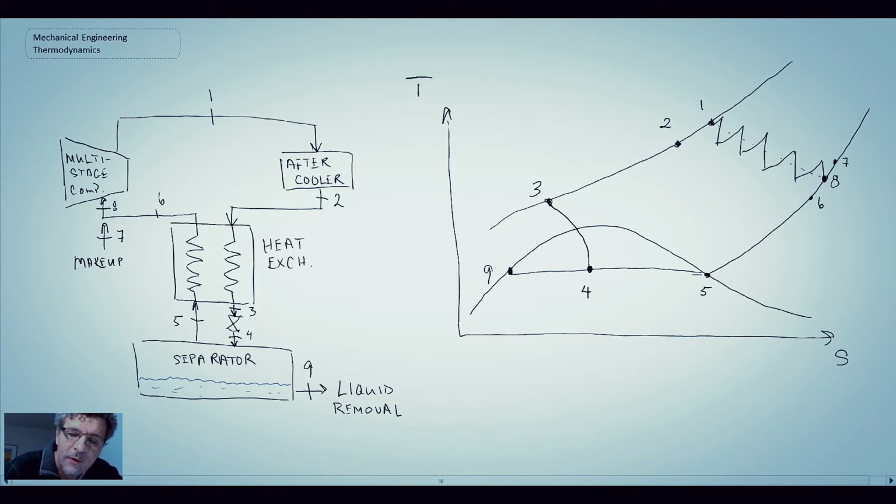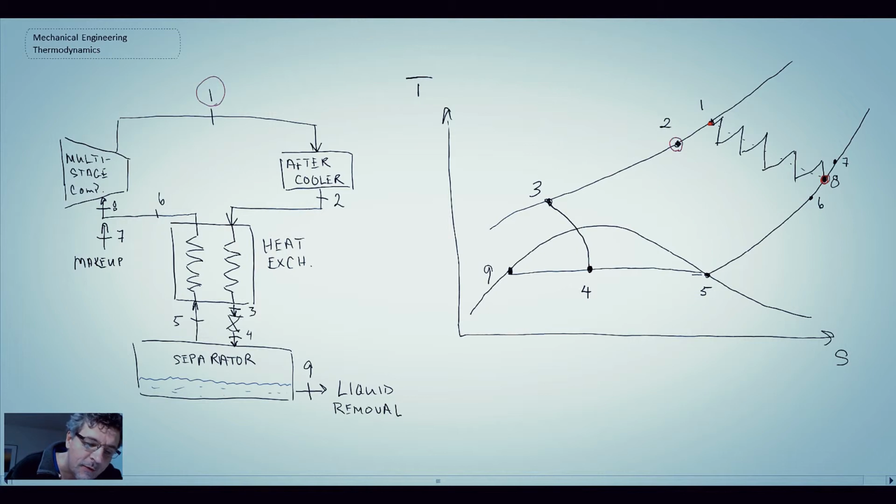But going through this process, what we do is we have multi-stage compression. So at multi-stage compression, we begin at state 8 as shown here. And we go through compression, cooling, compression, cooling, compression, cooling. We do that multiple times, and we come out at state 1 after going through that. And so then in terms of our schematic, we would be here. We then go into an aftercooler, and that aftercooler will drop us down to a temperature at 2.